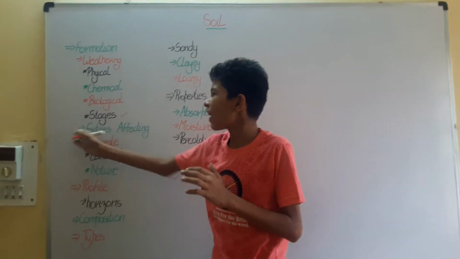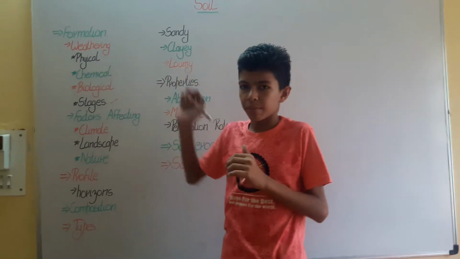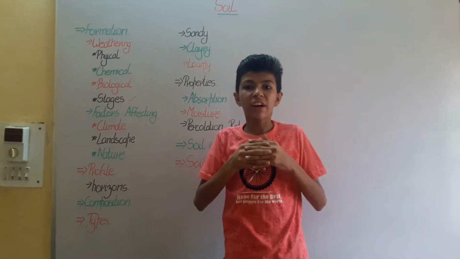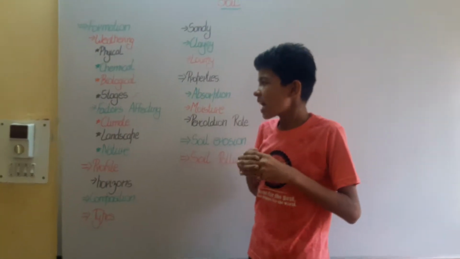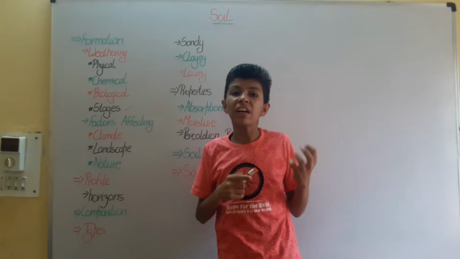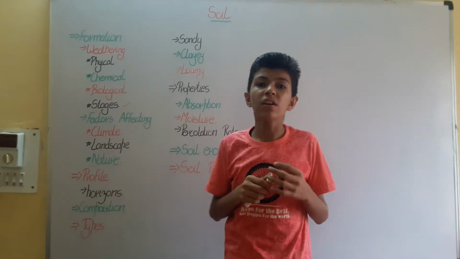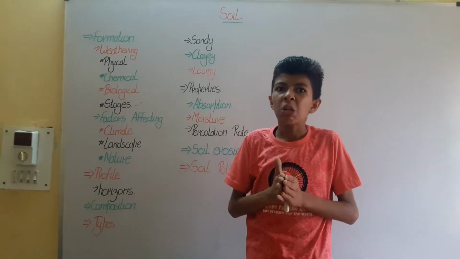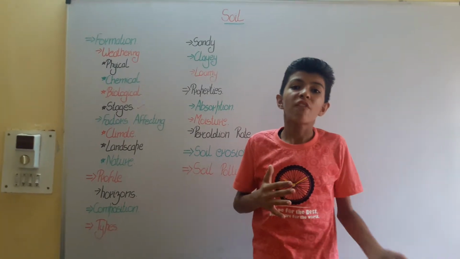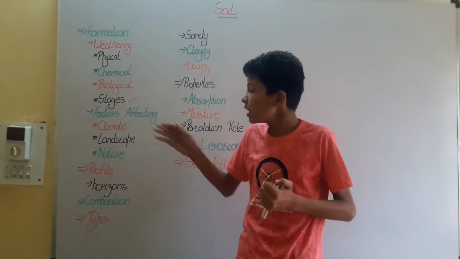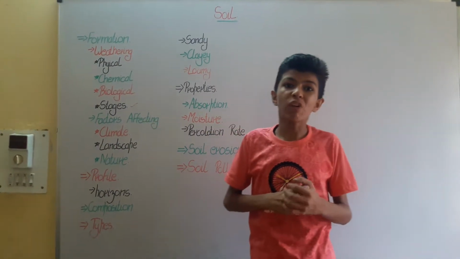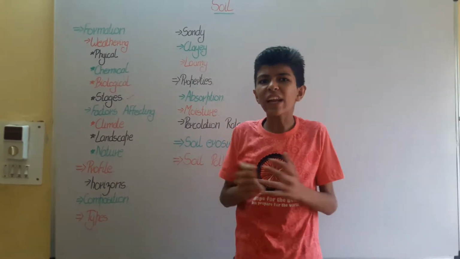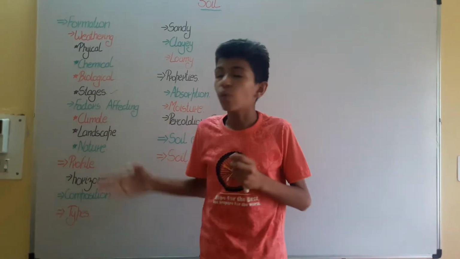So let's move to the factors affecting weathering, or the formation of soil. The first factor is climate. Different climates or weather can change the weathering. If there is a moderate climate, not harsh, like very hot or very cold, the process could take a long time. But when there is a harsh climate, such as hot deserts or very cold seasons, the weathering happens faster.